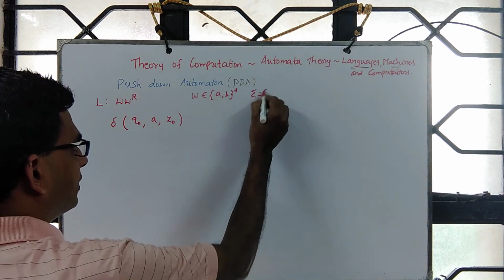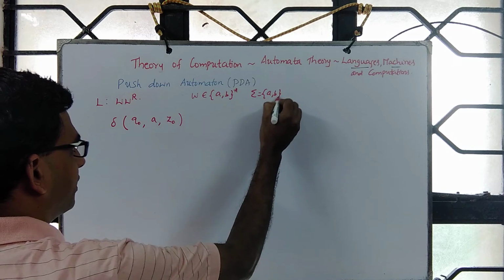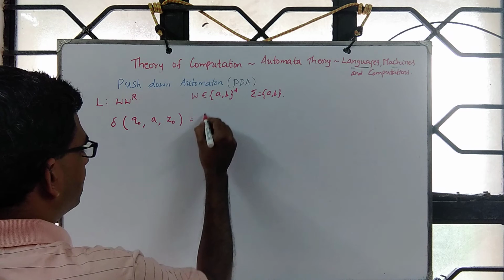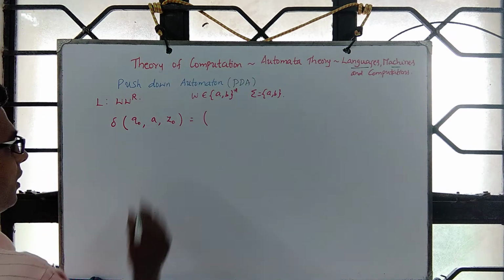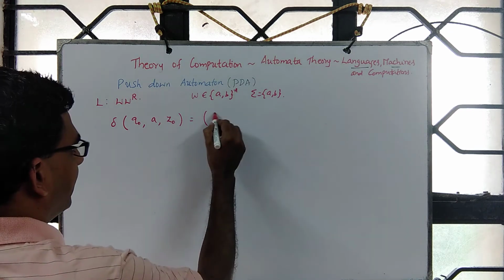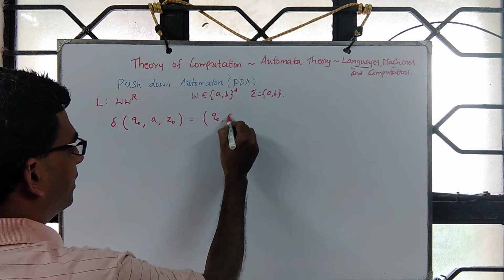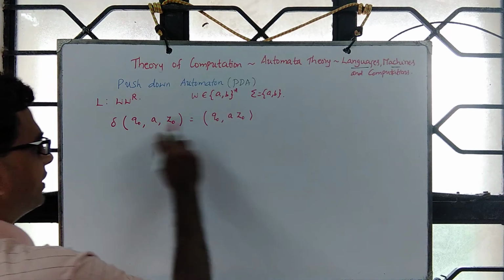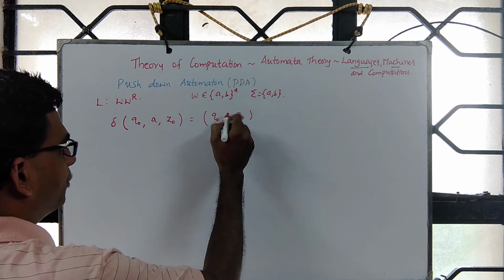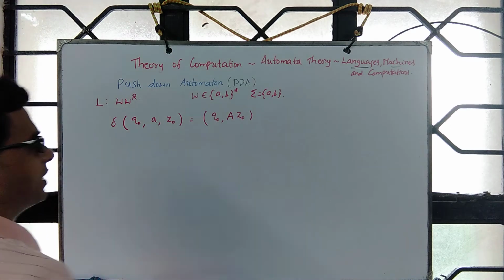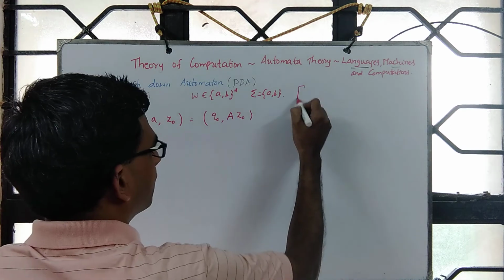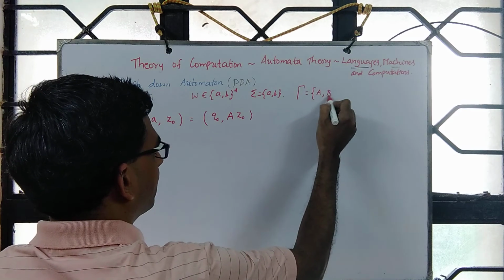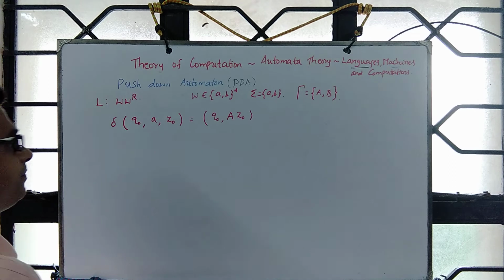In this, sigma is {A, B}. There is no other symbol. Now when we see this, we say Q0, comma, A, Z0. So for this A, we push a symbol, say capital A, where gamma contains capital A, and for B it is this.